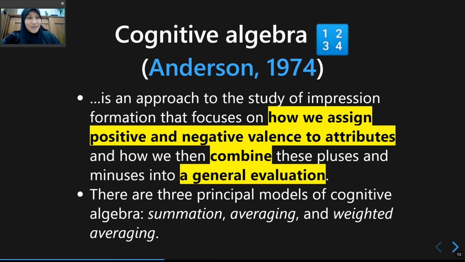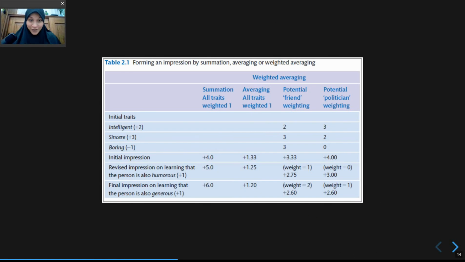And basically, when we try to form a general impression of others, there are traits that we think are more important, and some traits are less important. So that's why we put weights on different traits. It depends on the context of the social relationship itself. And the idea is very simple.